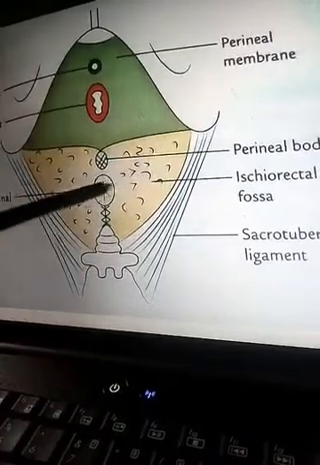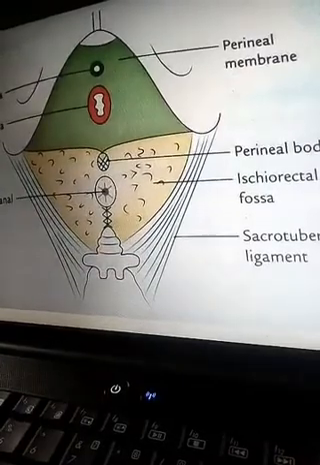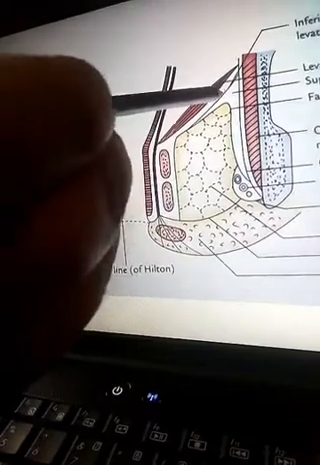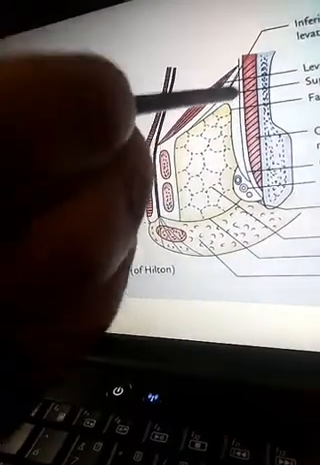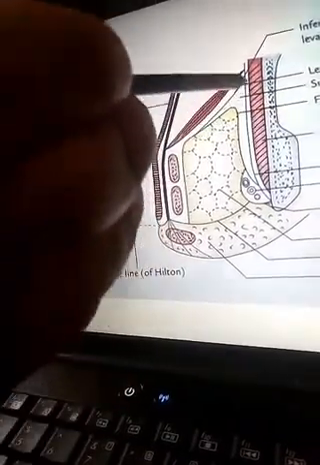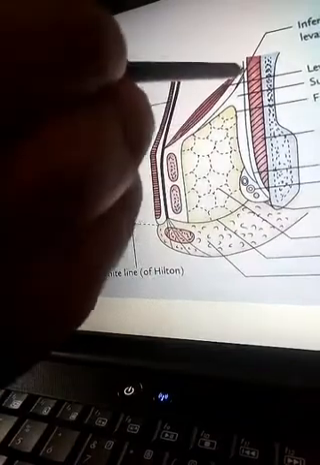Now the floor of this ischiorectal fossa is formed by the perineal skin and the roof. This is the roof. It is formed by the meeting point of the fascia covering the obturator internus and the inferior fascia of the pelvic diaphragm.